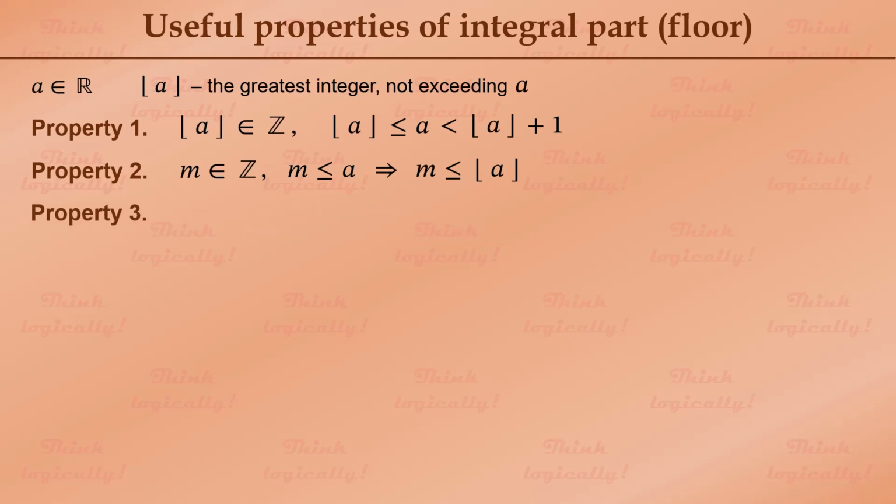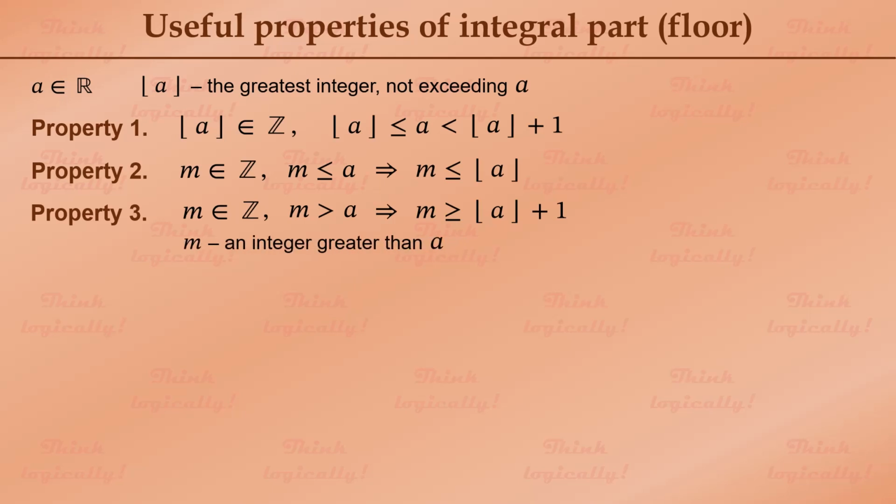Property 3 is an opposite to property 2. If m is an integer which is greater than a, then m is greater or equal to integral part of a plus 1. So now m is an integer greater than a, while integral part of a plus 1 is the lowest integer greater than a. Therefore m must be no less than integral part of a plus 1, which is what property 3 is about. What the solution really uses is property 4.